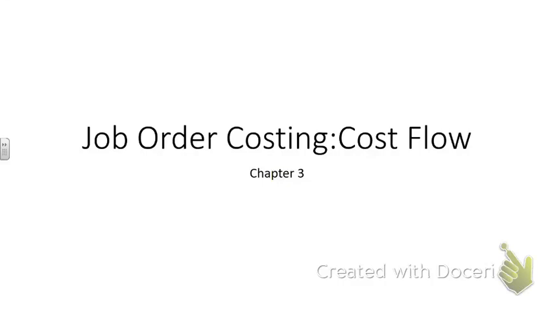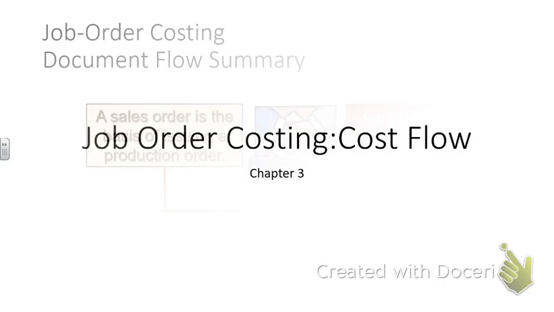This is Ralph Sass, and this is a continuation on job order costing and looking at cost flow and some of the journal entries. This is from Chapter 3, but as I mentioned before, Chapter 2 and Chapter 3 really go together. And the other quick note is that Chapter 3 will be broken up into two parts.